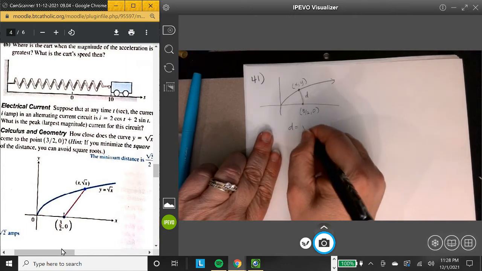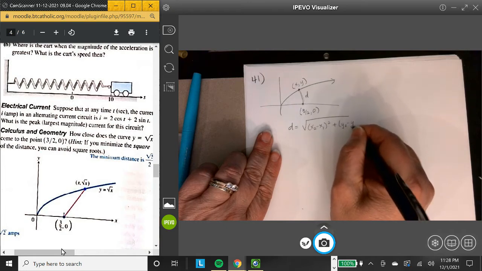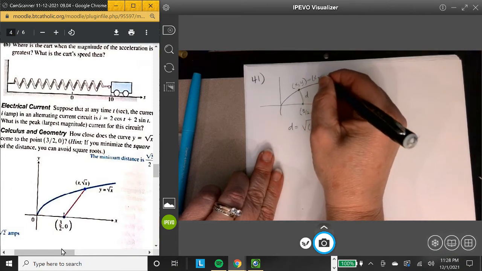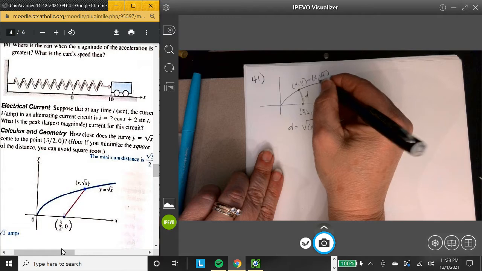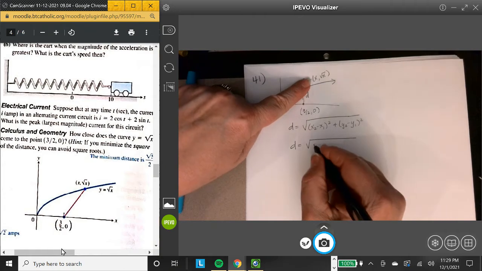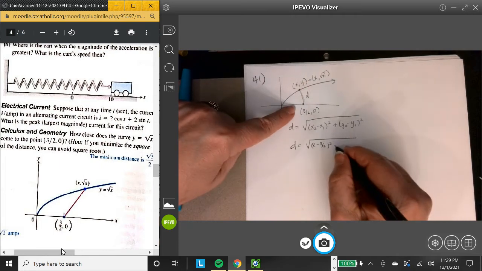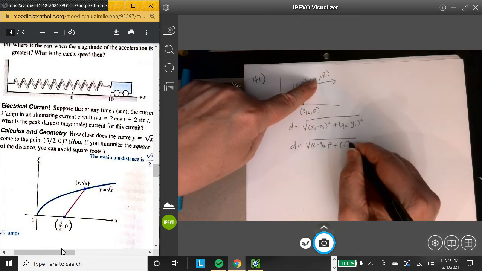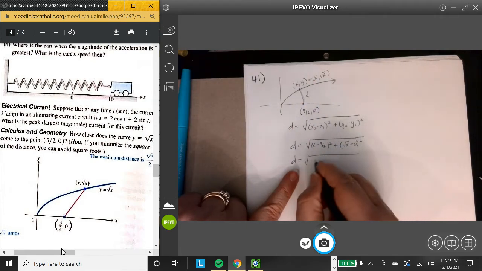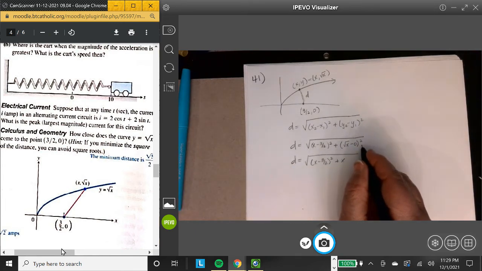The distance formula is equal to the square root of x2 minus x1 quantity squared plus y2 minus y1 quantity squared. Okay, I'm going to plug in what I know. This is equal to x comma root x because y is root x. So the distance is going to equal the square root of x minus 3/2 quantity squared, because I'm subtracting the x's, plus root x minus 0 quantity squared.